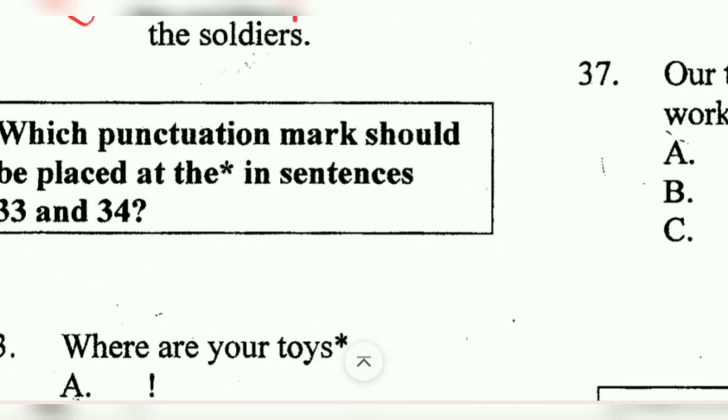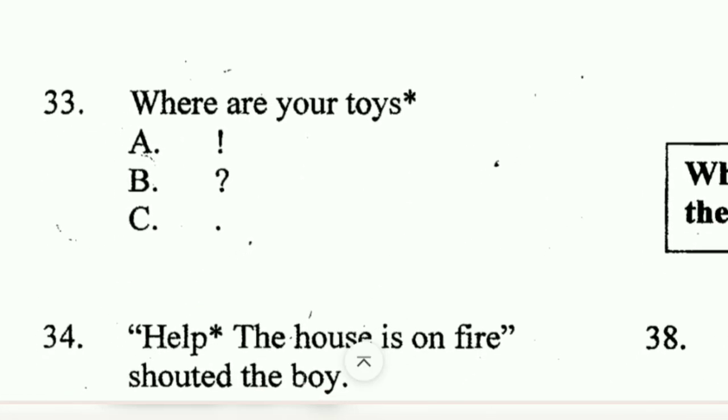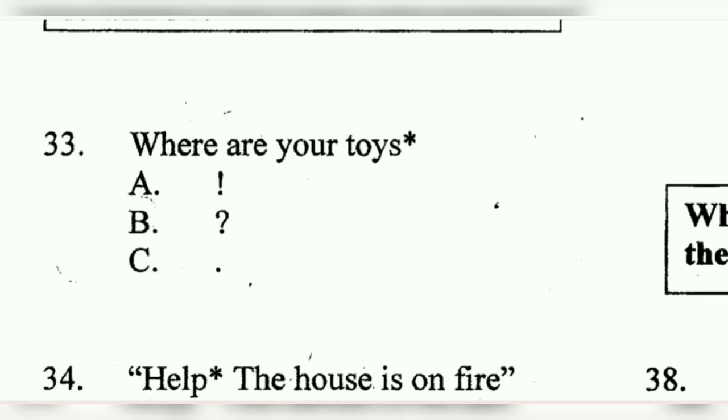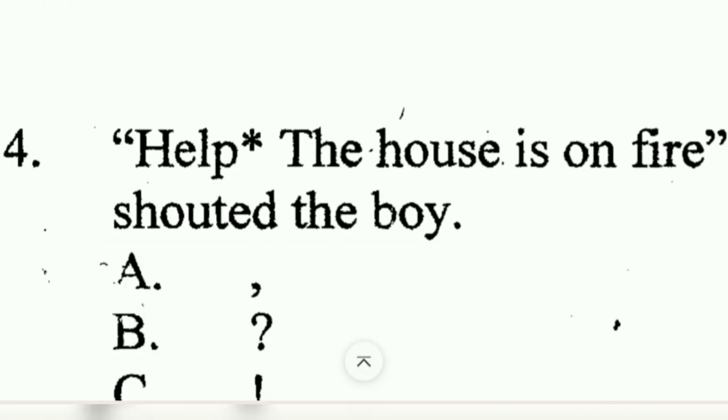Which punctuation mark should be placed at the asterisk in sentences 33 and 34? Where are your toys? By seeing "where," you know what is asked here. A question. Where are your toys? So it's a question mark. All right. 34. Help! The house is on fire!